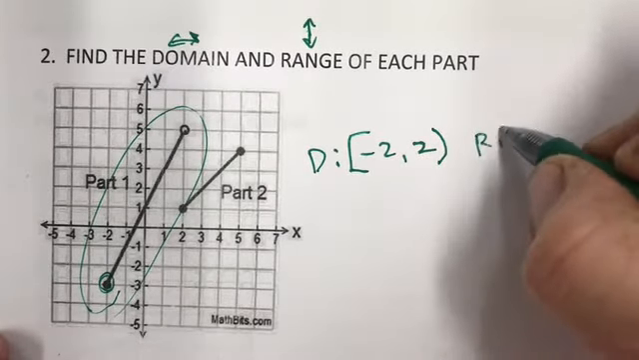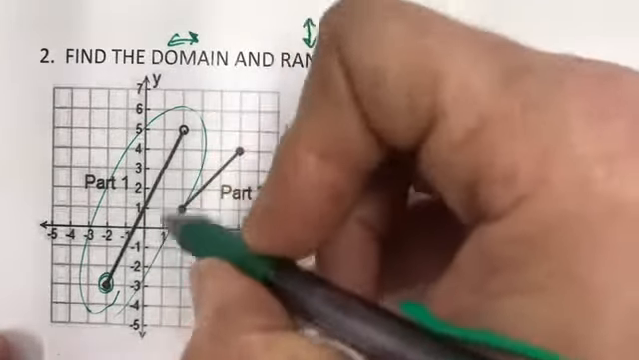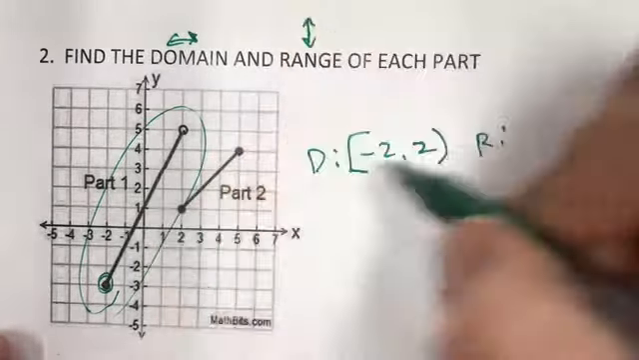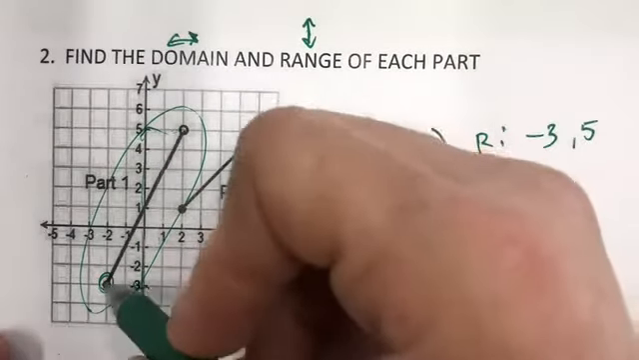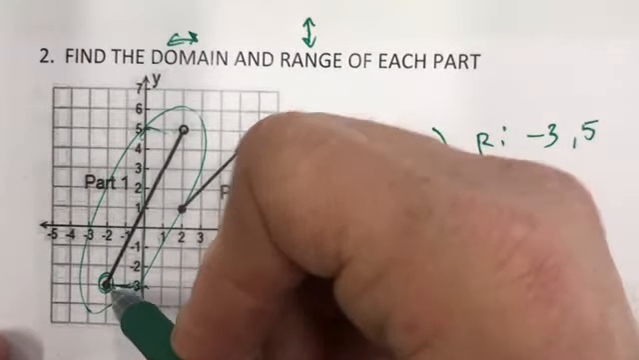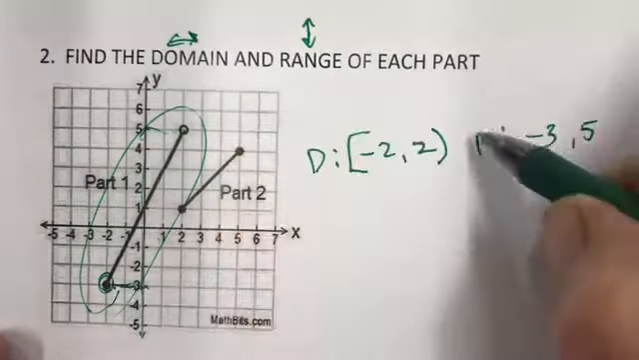Now my range is up and down. The furthest down it goes is -3. The furthest up it goes to 5. Okay, but at -3, see how it's colored in right there? So we put a bracket there on -3. But this is not colored in at 5, so I'll put a parentheses. So there's the domain and range of the first part.